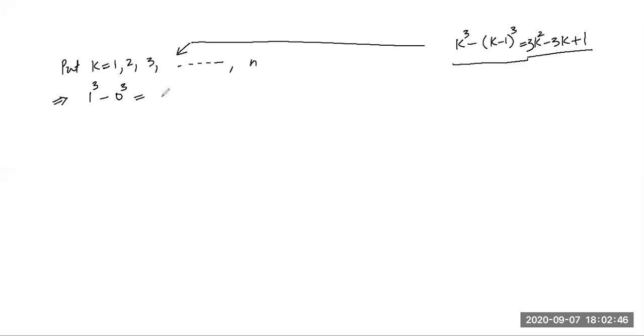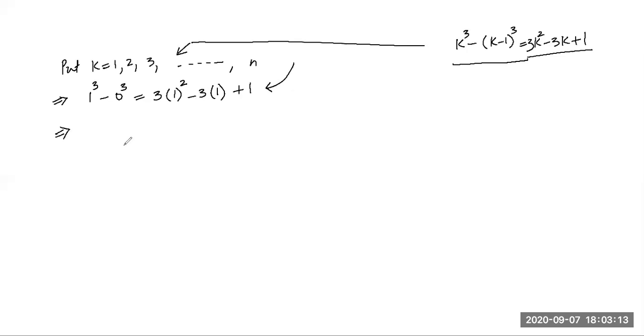Is equal to 3 into 1 square minus 3 into 1 plus 1. I told you, say everything. Otherwise, you will find it difficult to derive. Is it simple or difficult? Yes. But if you don't follow steps, it becomes difficult. That is the magic. Okay, now put k is equal to 2.